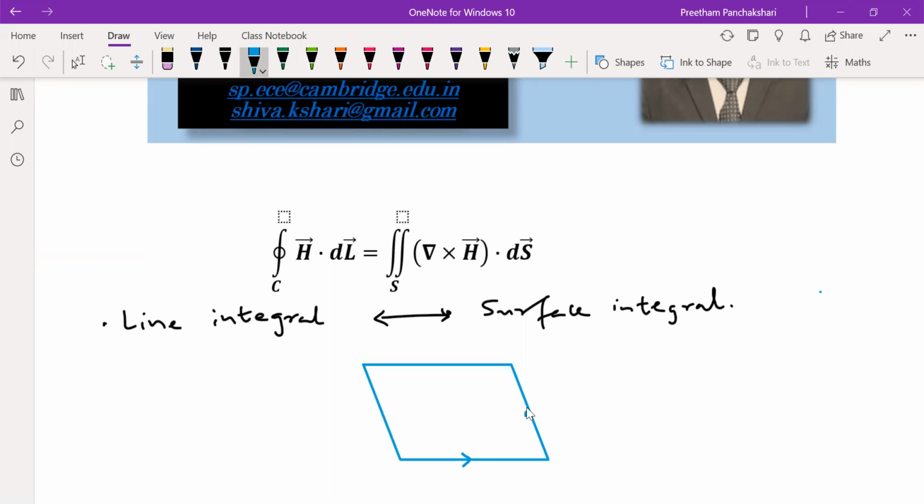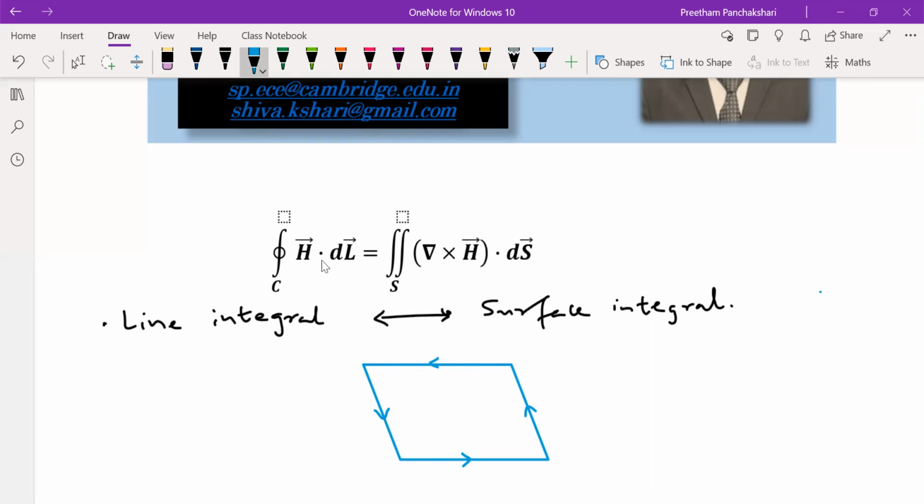We shall assume that the closed path is taken in this direction, counterclockwise direction. So let us look into the left-hand side of the theorem. That is, line integral of this magnetic field over the closed path. This particular closed path has four different sides. So let us take any one of them. So we have to evaluate H completely on this closed path.